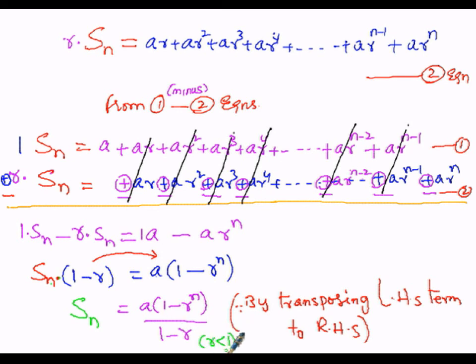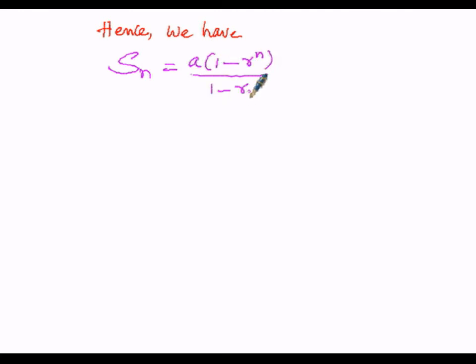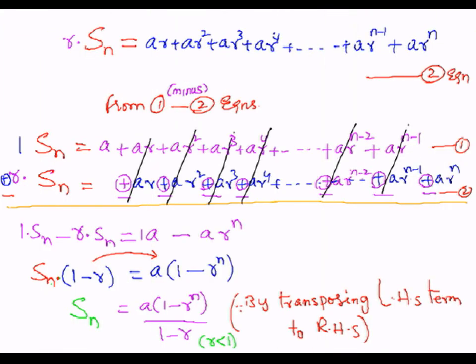In this manner we got the sum of n terms when R is less than 1 equals A into 1 minus R to the power of n by 1 minus R. So hence we have the sum of n terms given by the formula A into 1 minus R to the power of n overall divided by 1 minus R, applicable when R is less than 1. It is applied only when R is less than 1.